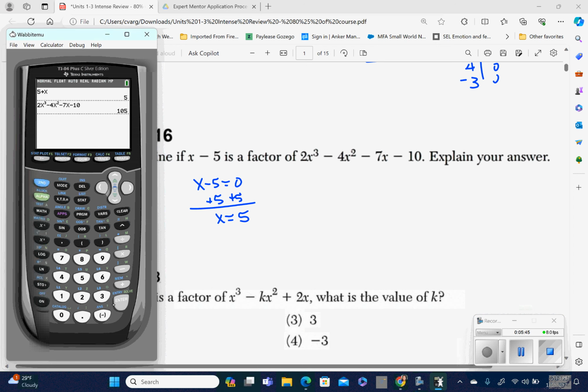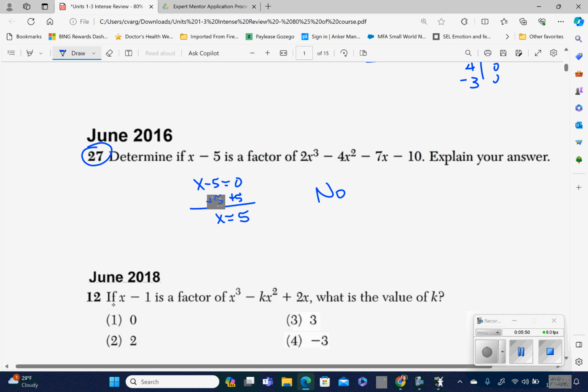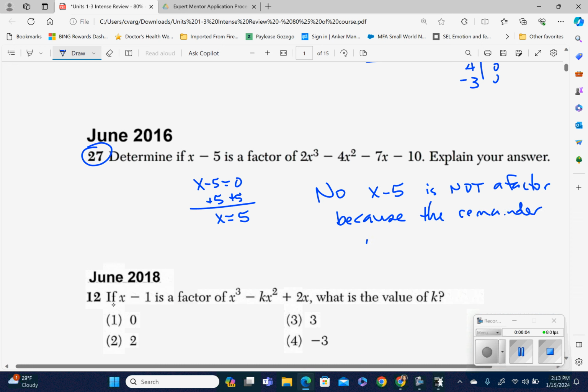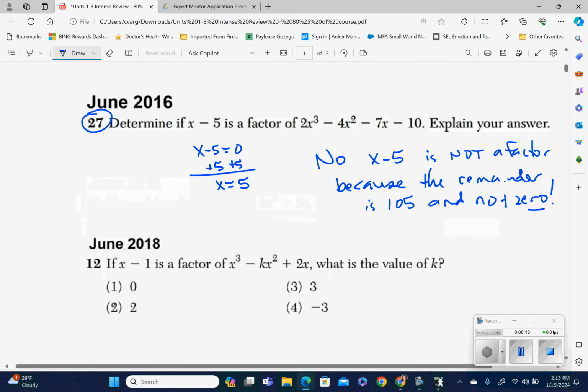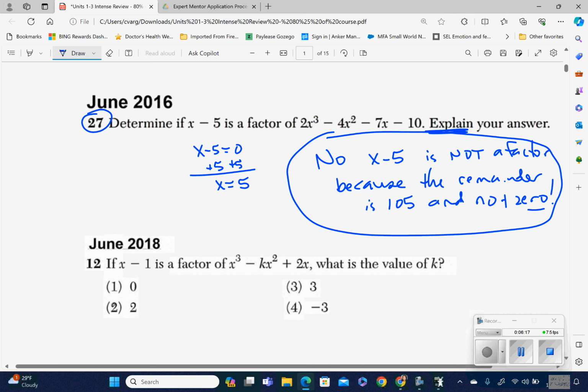So let's see. So the answer is no, right? So no, x minus 5 is not a factor because the remainder is 105 and not 0. Okay, and there we go. And since it says explain, I need to write the sentence out, otherwise I will not get full credit.